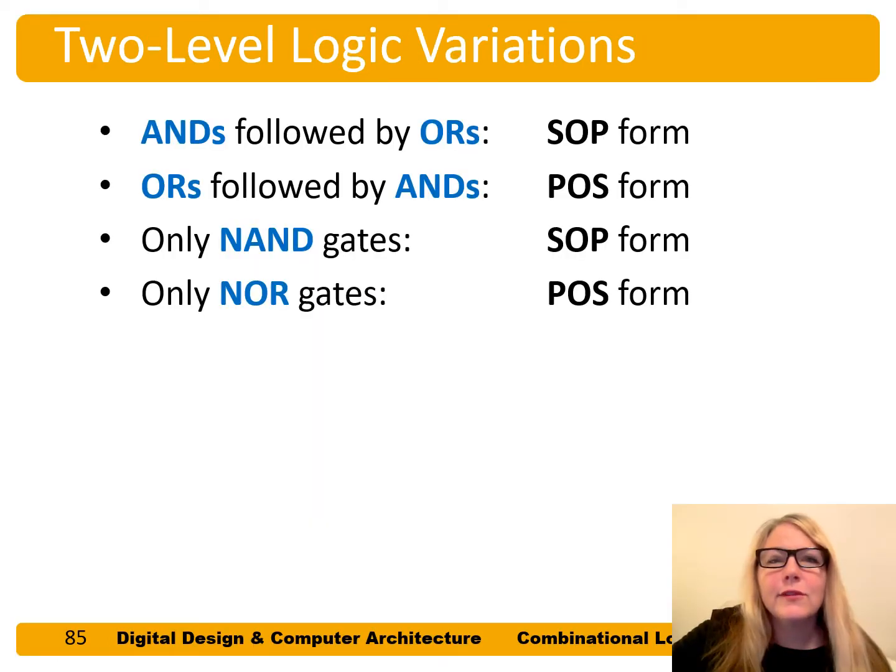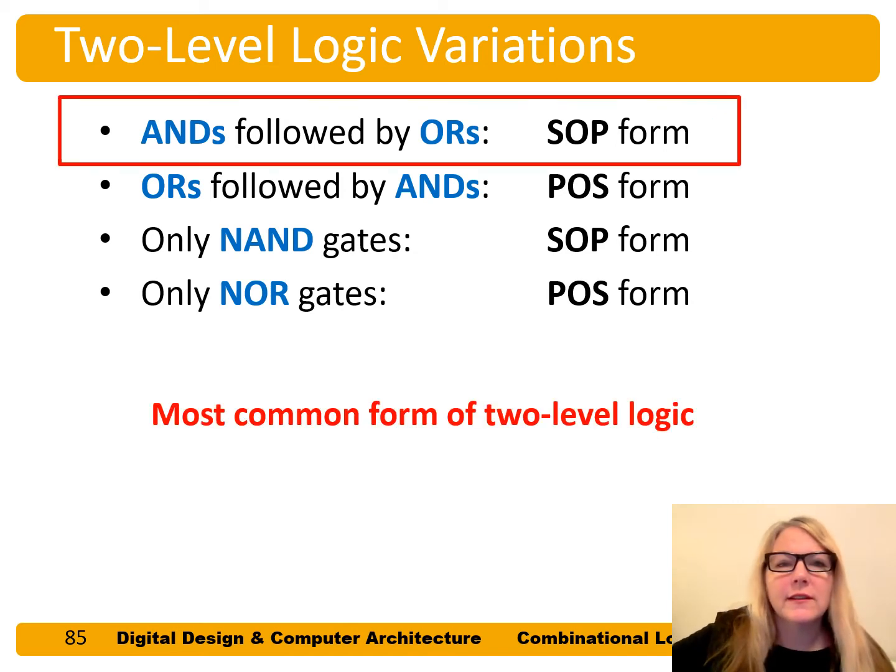Let's talk about a few two-level logic variations. So we've talked about ANDs followed by ORs, and this is used for sum of products form, or SOP forms of the equation. And this is the most common form of two-level logic. But there are also some variations.